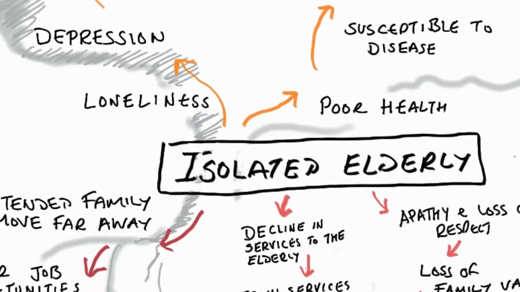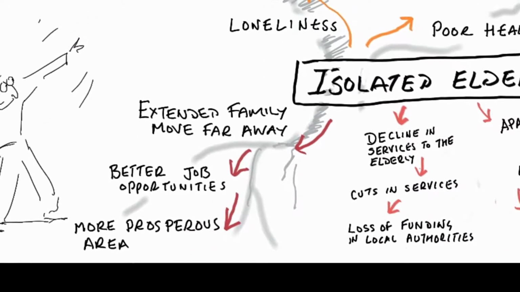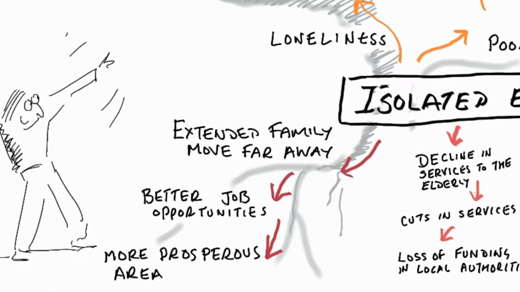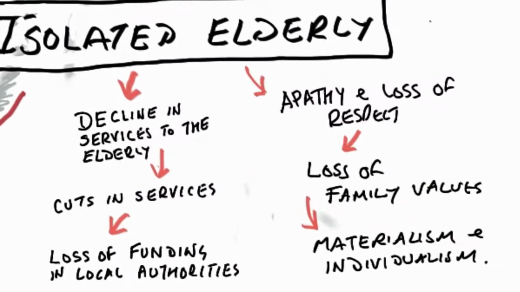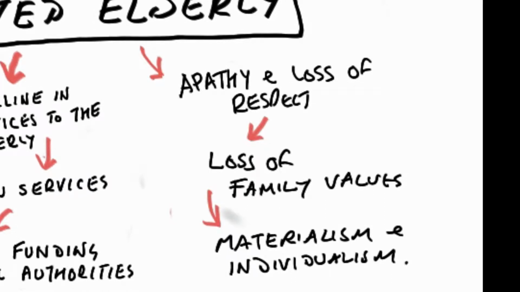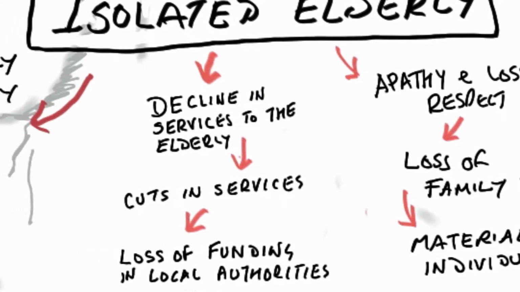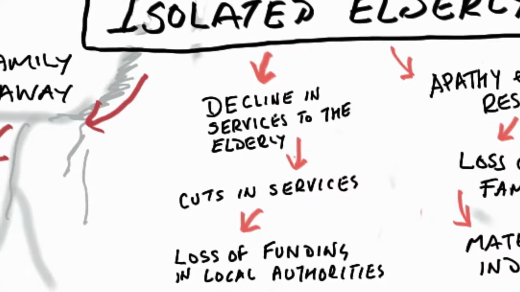And so, what are the causes of the isolation of the elderly? Well, one cause is that the extended family often moves far away because of better job opportunities in more prosperous areas. Another cause is apathy and loss of respect for the elderly, which is a result of a loss of family values due to an increase in materialism and individualism. A third cause is the decline of services to the elderly, which is a result of cuts in services due to loss of funding in local authorities.